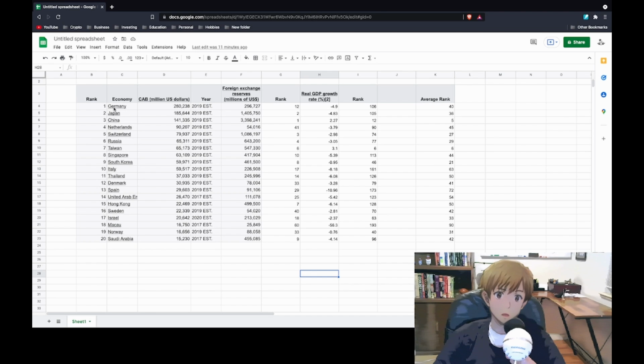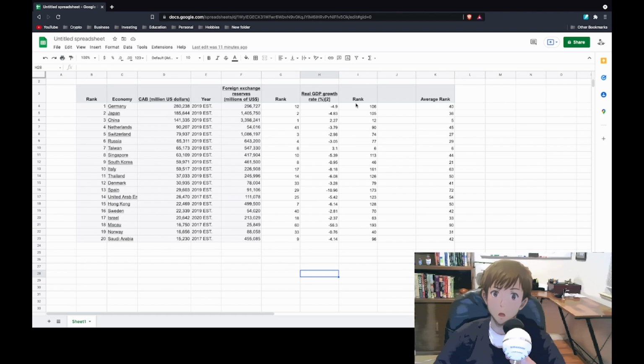So you can see that Germany has the highest trade surplus in the world, and Japan is second, and China is third. If we use that same concept regarding these other columns, such as the foreign exchange reserves, you can see that Germany is ranked 12, Japan is ranked second, China is ranked first, Netherlands is ranked 41st.